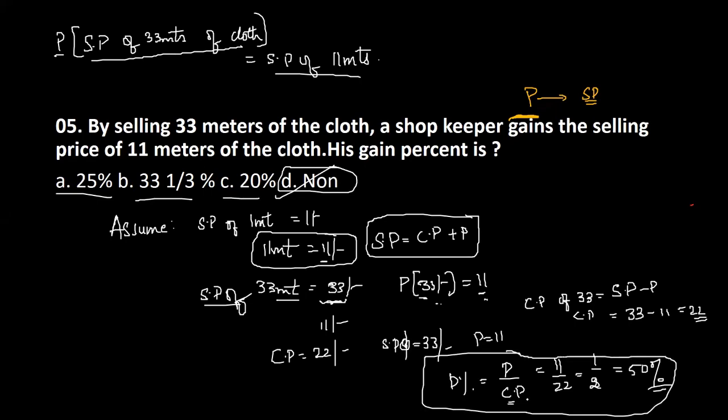Always profit is calculated on the cost price unless it is mentioned in the question. If the question says that the profit is calculated on selling price, only then you will consider profit percentage equals P by SP. Else, you will always go with the same part.